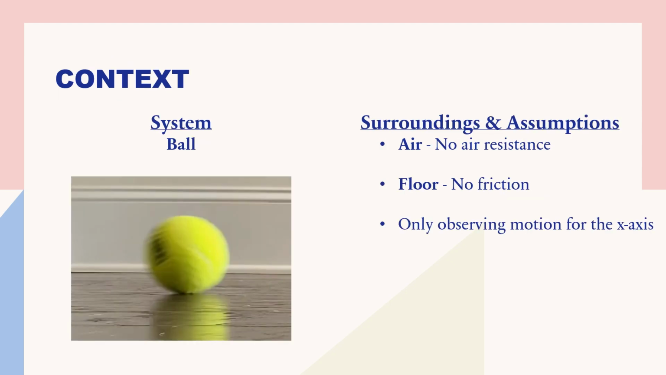The system here is the object in motion, which is the ball. The surroundings include the air and the floor, but we assume that there is no air resistance or friction that could result in a change in velocity. Because the surface of the floor is flat, we assume that there is no acceleration due to gravity and thus only observe changes across the x-axis.